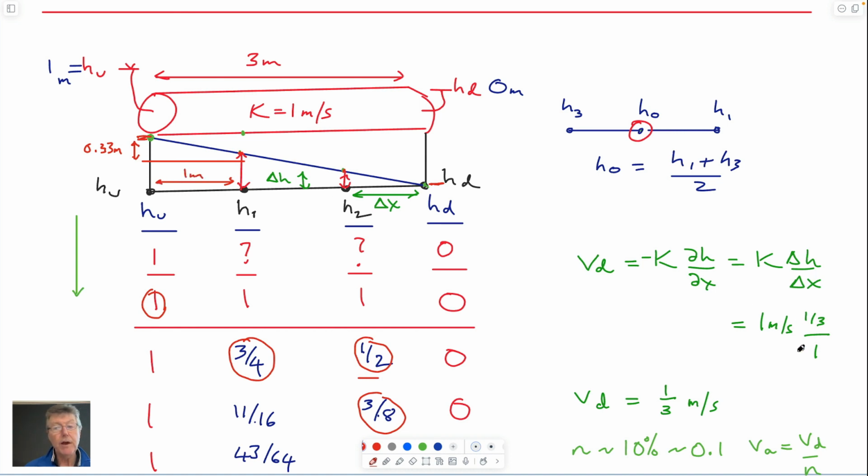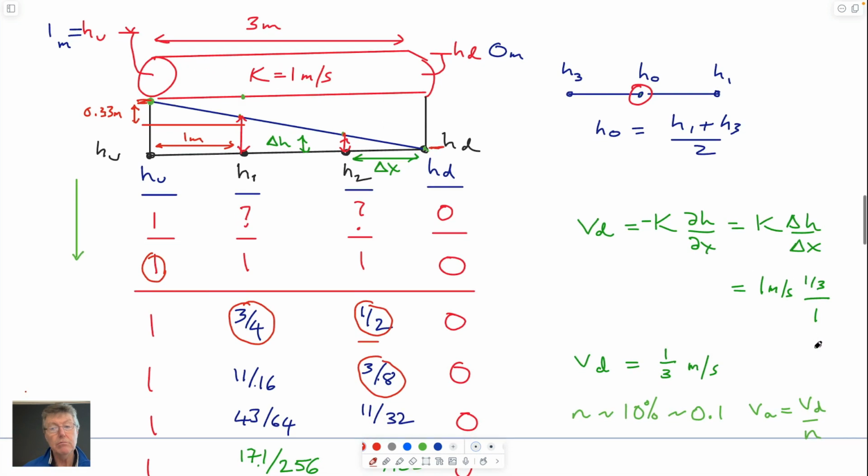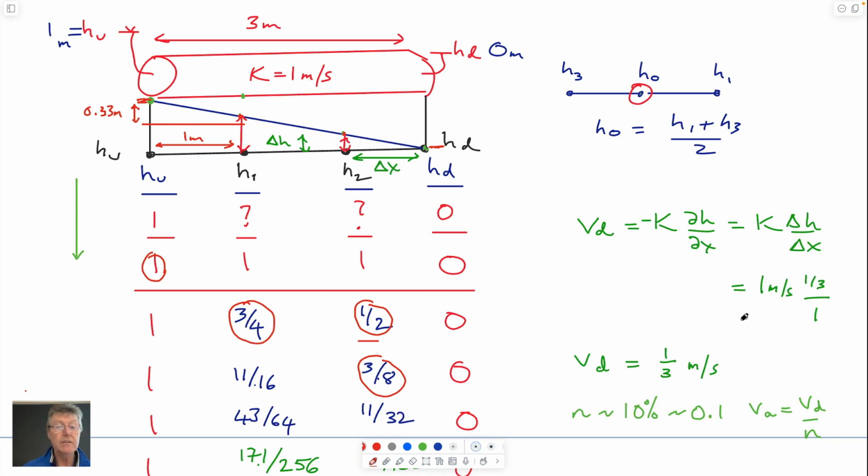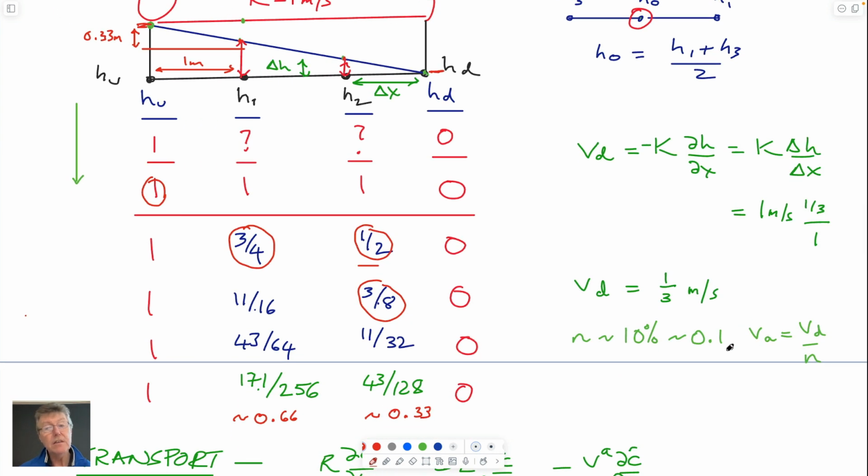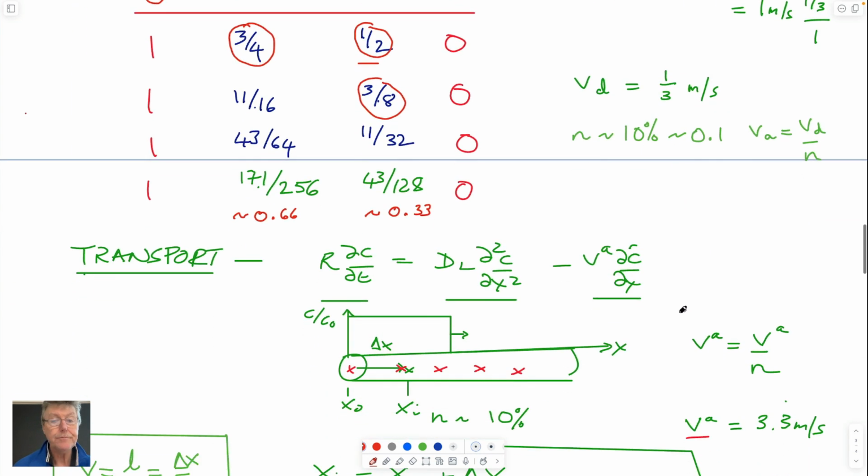So by definition, the gradient is 0.33 over 1 times whatever the hydraulic conductivity is. And so that would give us a Darcy velocity. If we want to get the advective velocity, we divide that Darcy velocity by the porosity. And so that would be, instead of 0.33, it would be 0.033 meters a second. And so we have the advective velocity for that system.